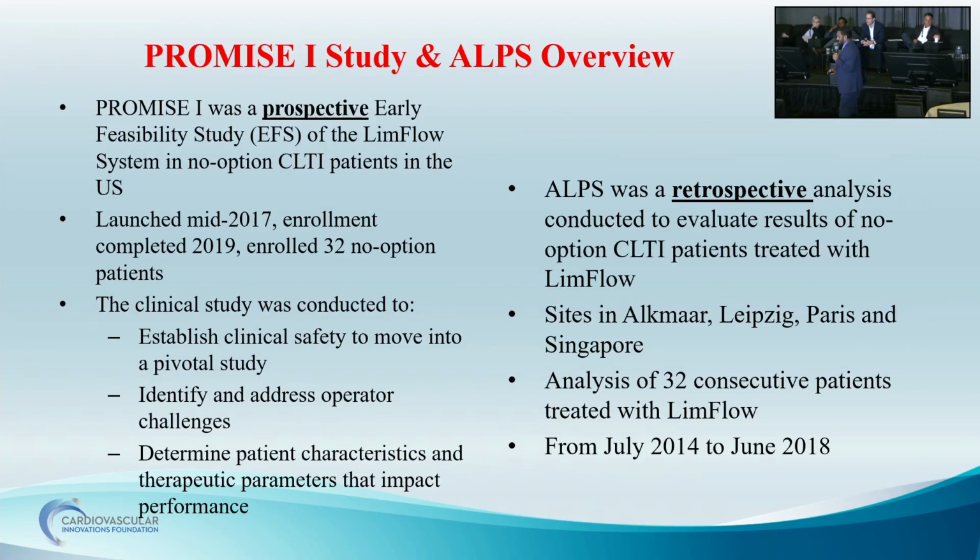So what is the data associated with this new technology? This is an upcoming new technology, so I think we are seeing the early results. The PROMISE 1 was a prospective early feasibility study done in 2017-2019 in 32 patients. And the ALPS was a retrospective analysis. It was a non-US study. They also had 32 consecutive patients treated with the lymph flow.